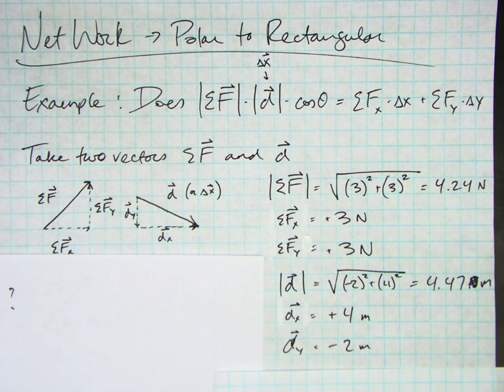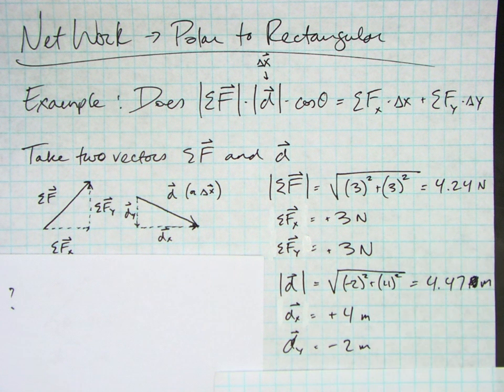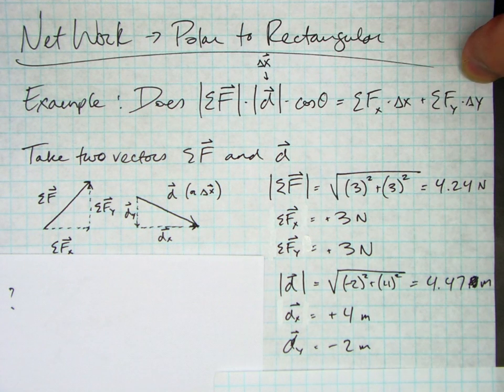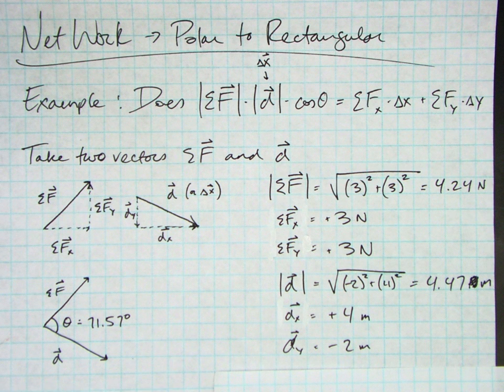So if I calculate out the following values, I get that the magnitude of the overall force is 4.24. These are the two components. The magnitude of the overall displacement, 4.47. These are the two components. Okay, so now we want to try to show that this is equivalent to this from our last video. So let's go ahead and calculate it.